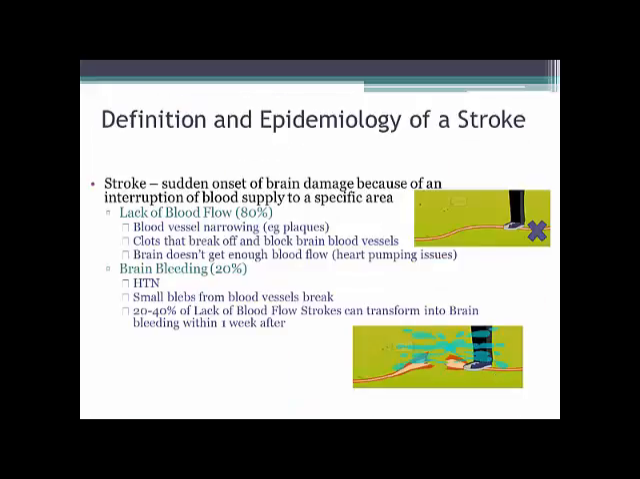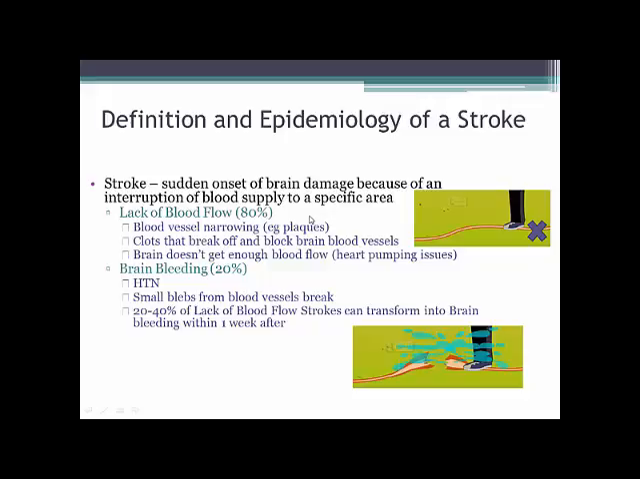So let's define what a stroke is. Stroke is basically a sudden onset of brain damage due to an interruption of blood flow to a specific area of the brain. There are two main causes: a lack of blood flow, which is this specific case where there's a clot that prevents any blood flow from going through, and it can be caused by a variety of issues such as a plaque formation there.